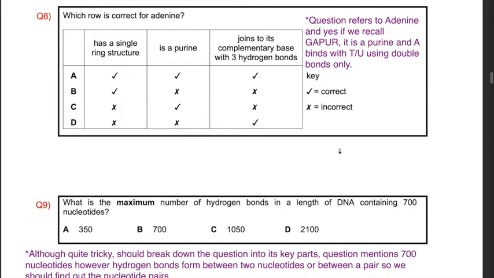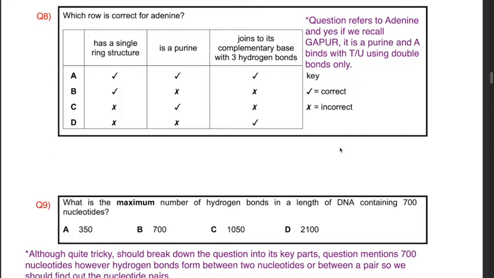Question 8. Which row is correct for adenine? The question refers to adenine, and if we recall, adenine is a purine and adenine binds with T or U using double bonds only. Therefore, does it have a single ring structure? Well, do purines have a single ring structure? That is no. Purines have a double ring structure. Therefore, it should be incorrect under has a single ring structure.